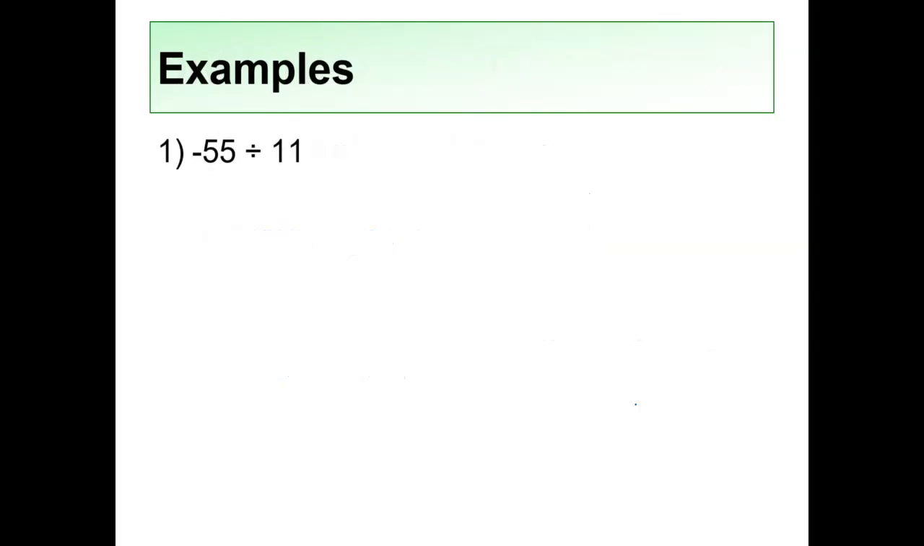Here's an example. Negative 55 divided by 11. One number negative, one positive, the answer stays negative. 11 goes into 55 evenly 5 times. The answer is negative 5. Negative 48 divided by negative 6. Both numbers are negative. That turns into a positive. 6 goes into 48 8 times. The final answer will be positive 8.